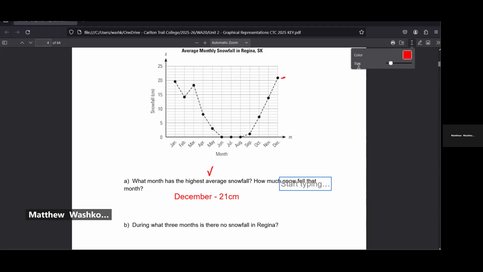During what 3 months is there no snowfall in Regina? Well, obviously it's June, July, and August, right? It shows you right there. June, July, August.